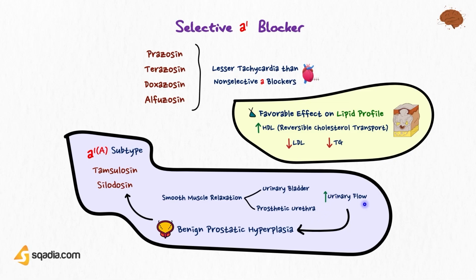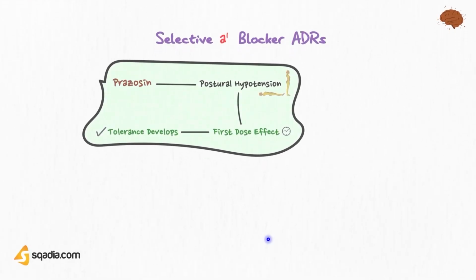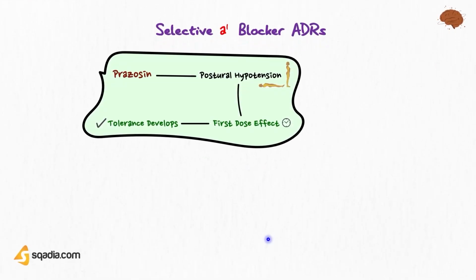It improves the urinary flow, and due to this, tamsulosin and silodosin are the drugs of choice in benign prostatic hyperplasia. Next, we have the selective alpha-1 blockers' adverse effects or adverse reactions.